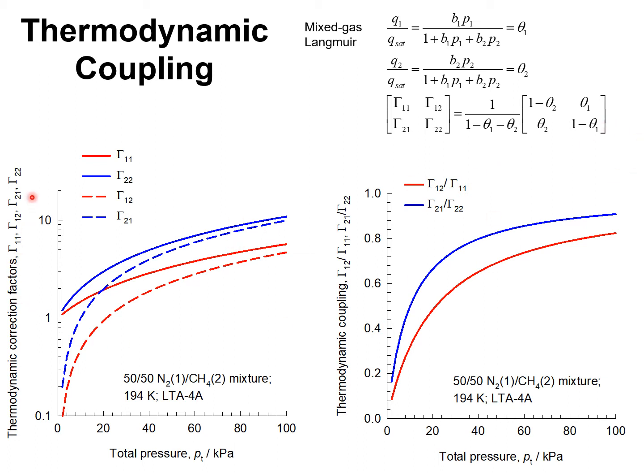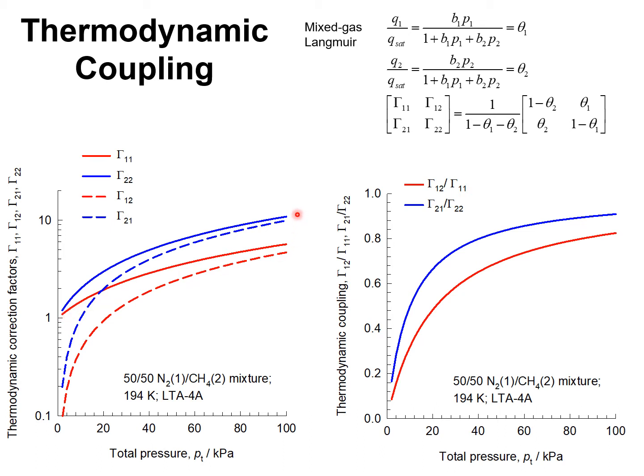Here are the calculations of the 4 elements of gamma for 50-50 mixtures of nitrogen and methane at a temperature of 194 Kelvin. This is relevant for modeling of the transient uptake experiments of Habgood, which were also conducted for 50-50 mixtures at 194 Kelvin. The 4 elements of gamma are shown here as a function of the total pressure in the bulk gas phase.